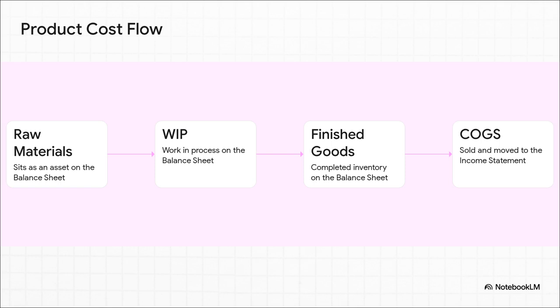Step 1, the cost sits in raw materials. Step 2, as the product is being built, the cost moves to work in process. Step 3, once it's completely finished, it waits in finished goods. It's only at step 4, when the customer actually buys the item, that the cost finally graduates from the balance sheet and hits the income statement as cost of goods sold.